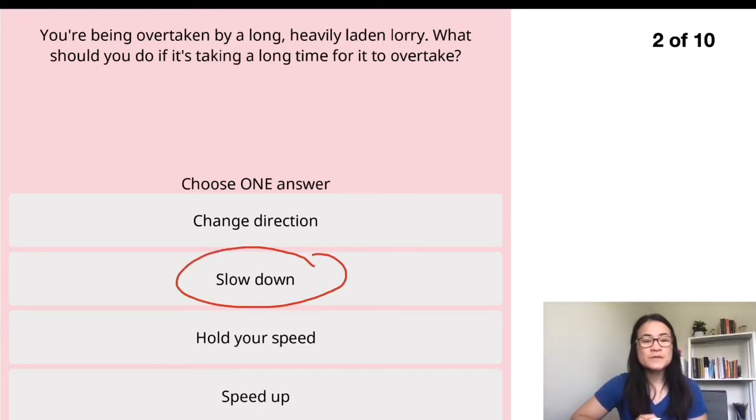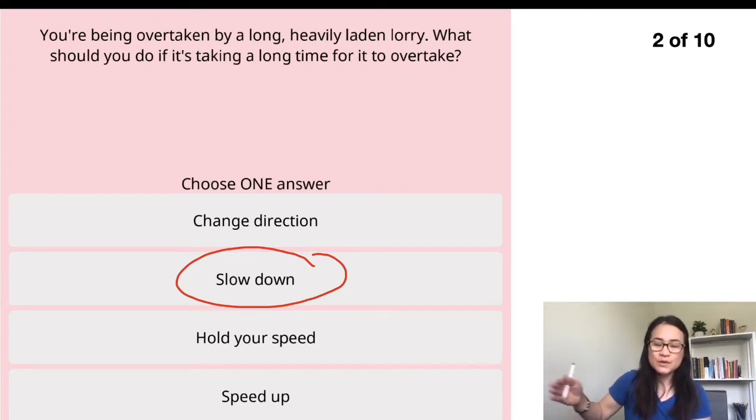Let's see another option they give you, said change direction. What are you going to do? You're going to turn left, you're going to turn right. You want to go ahead, there's somebody overtaking you, you don't need to change direction. What you can do is just slow the car down, make it easy for the car that is about to overtake you to get back into the left lane.